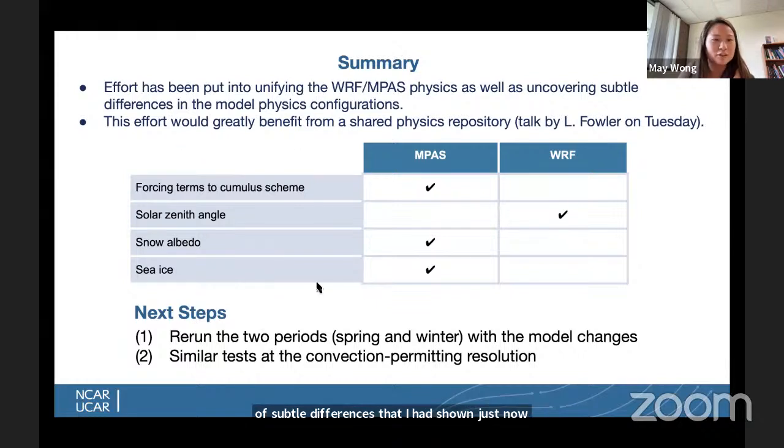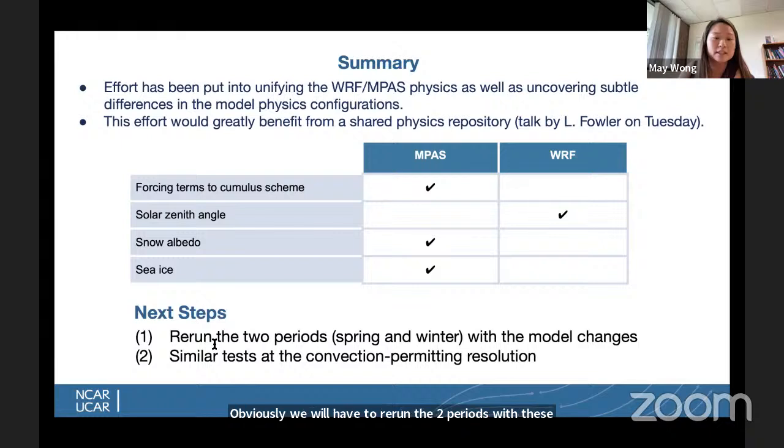This is a summary table of all the changes that we have made to the two models. And certainly some of these changes, especially for the MPAS ones, will be in future releases. The next step, obviously, we will have to rerun the two periods with these model changes that we have uncovered.